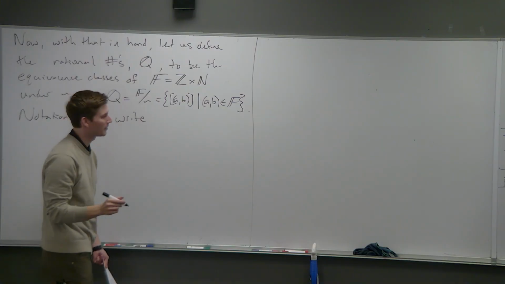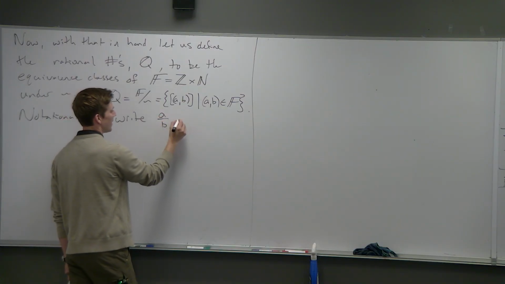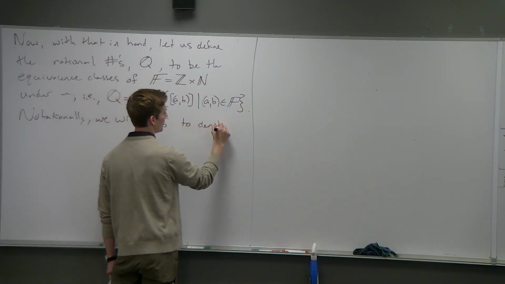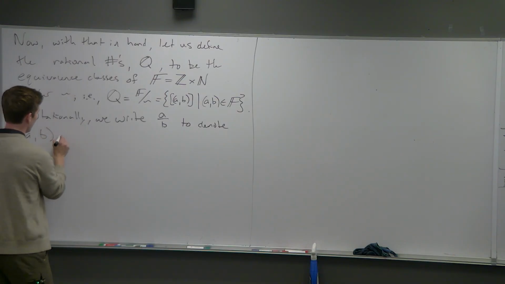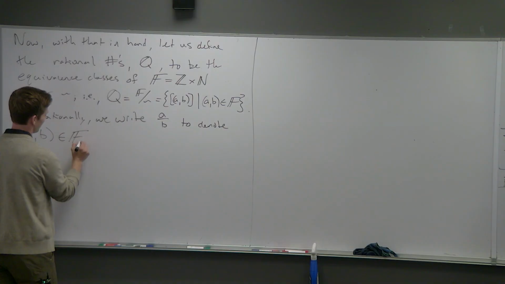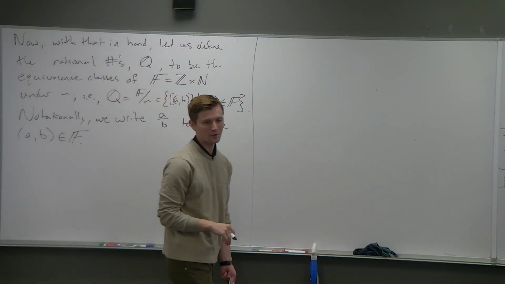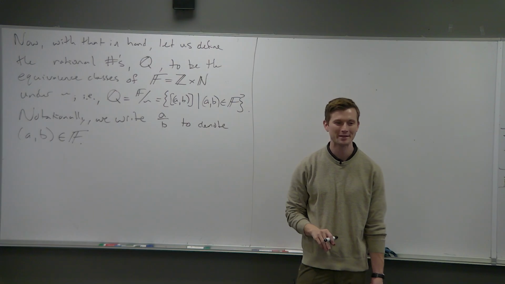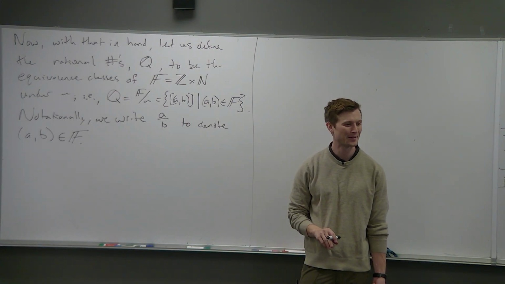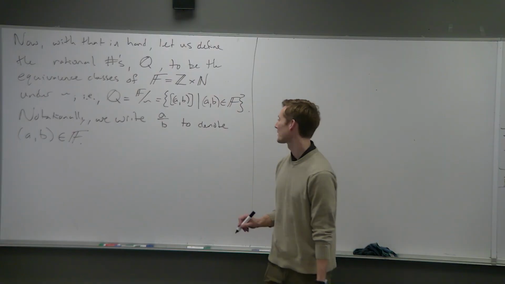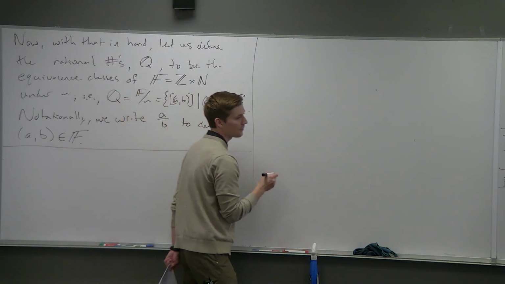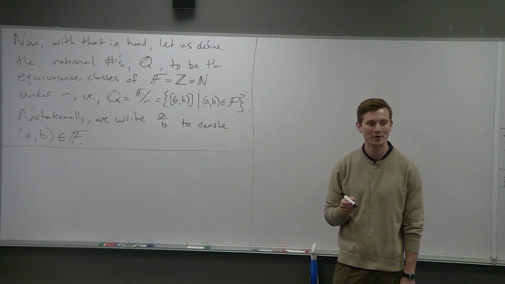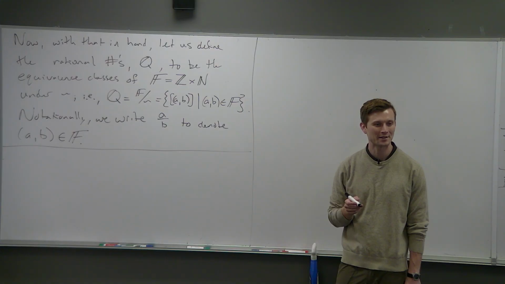Notationally, from now on, let's write A over B to denote the ordered pair AB in F. That way we don't have to write any more ordered pairs. We can write regular old fractions. Way easier to see how to deal with them. Cool? All right.